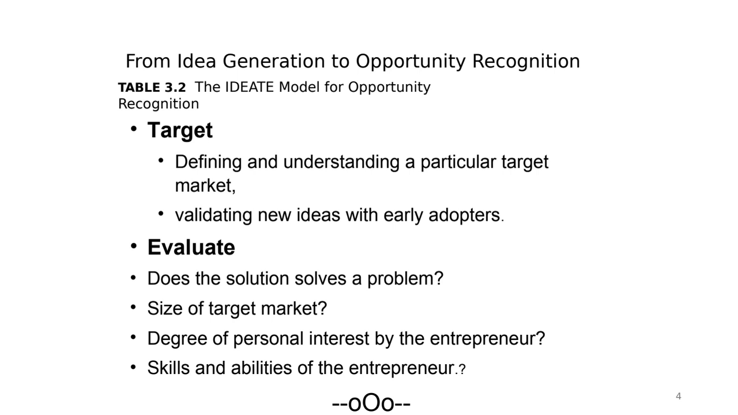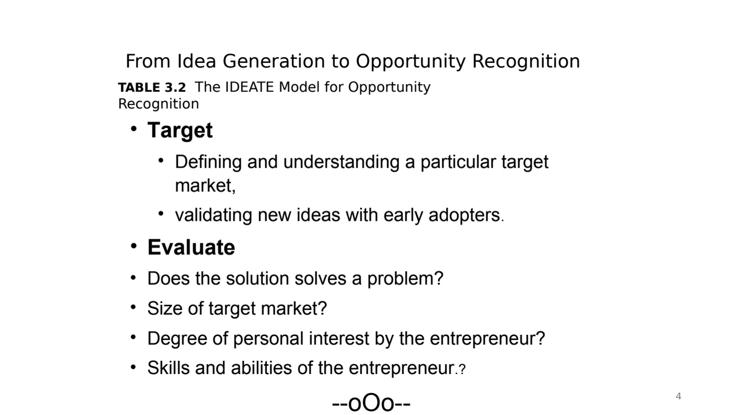The last section of IDEATE is the evaluate part. You'll find that in many of these models, we always do the evaluation. And now we say, if we roll out these vegetable gardens into people's home gardens, or if there's a community garden, does the solution provide a service that solves a problem? How big is this target market? Is this a sustainable business? Do we like it? You as the entrepreneur, are you happy to work with this? Is this something you believe in and you think long term you can make a business out of it? And do you have the skills and the abilities to be able to do this?